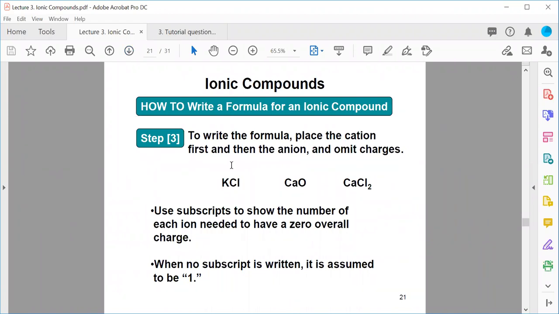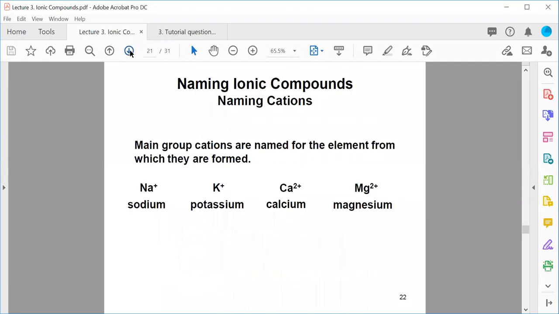All right, to write the formula, place the cation first and then the anion, but omit the charges. So they are just assumed when you're looking at an ionic compound, that you're looking at charged species, charged atoms. Use subscripts to show the number of each ion needed to have a 0 overall charge, and we've done that here with 2 chlorides. And when there's no subscript written, then it's assumed to be 1 atom of each of those elements.